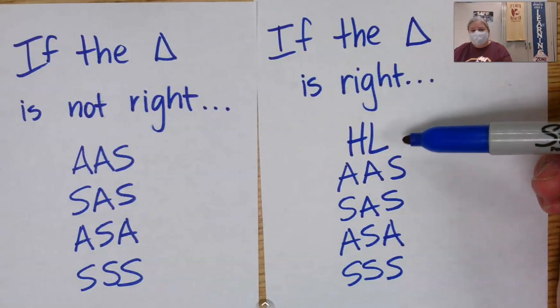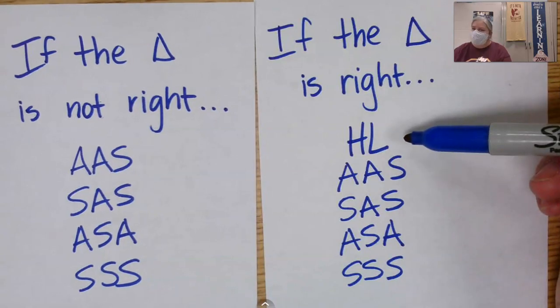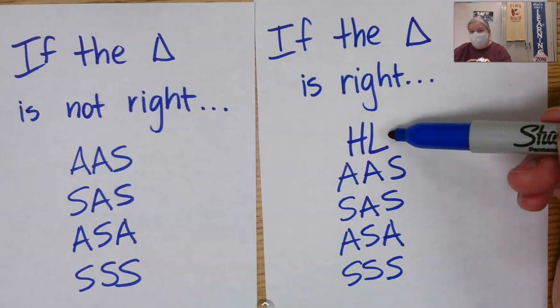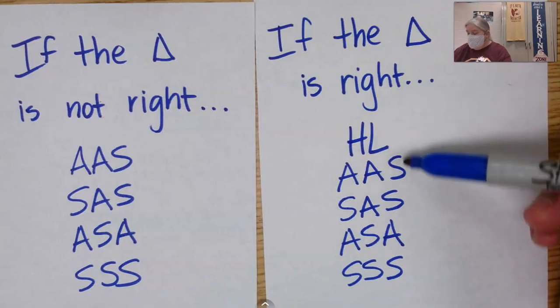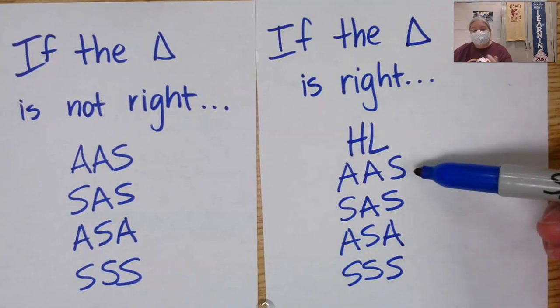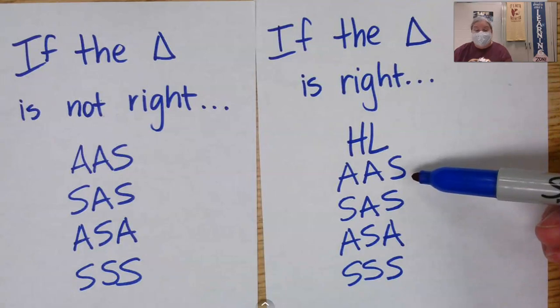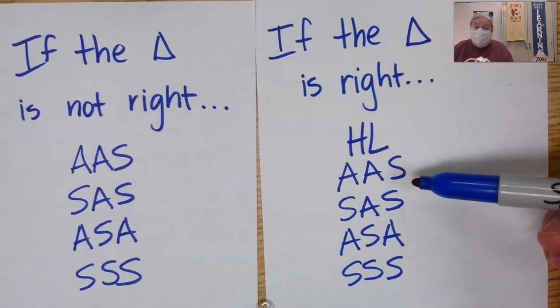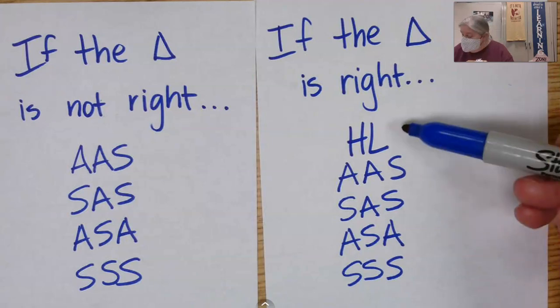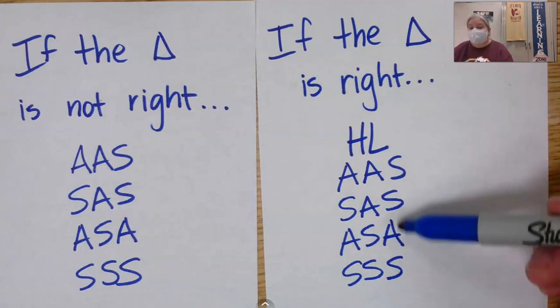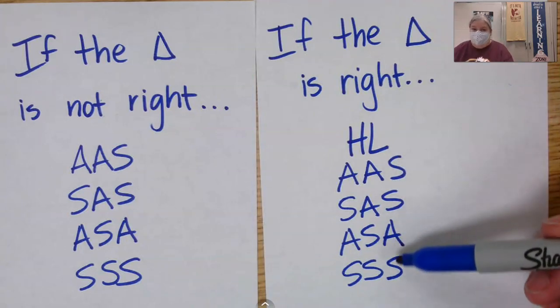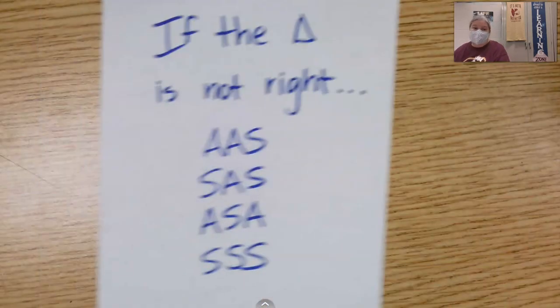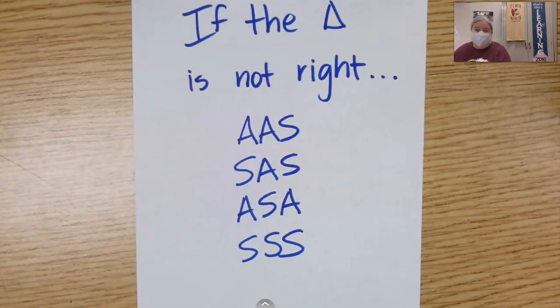So if you see a right triangle, don't look at that as narrowing down your list of options and therefore it's only hypotenuse leg. No, it could still be any of these others, because those 2 right angles are just a congruent pair of angles. So if you see a right triangle, you have 5 options to decide between. If it's not right, then it doesn't have a hypotenuse, so you really only have 4 options.